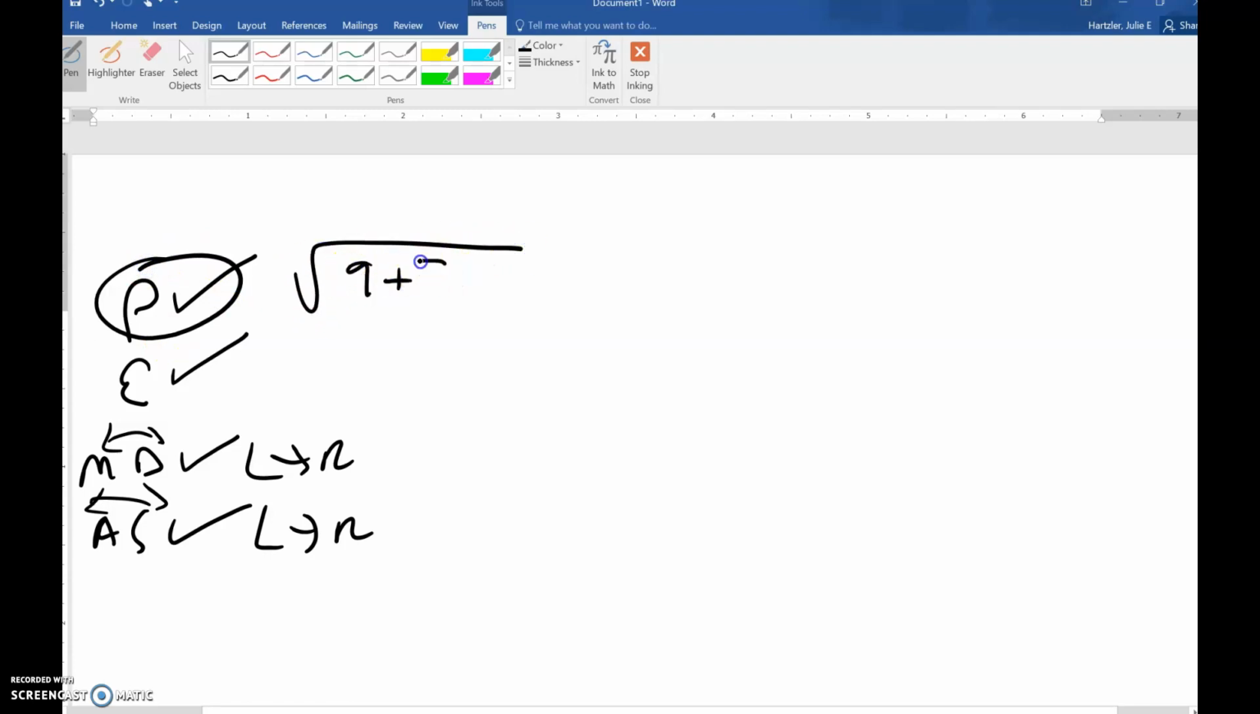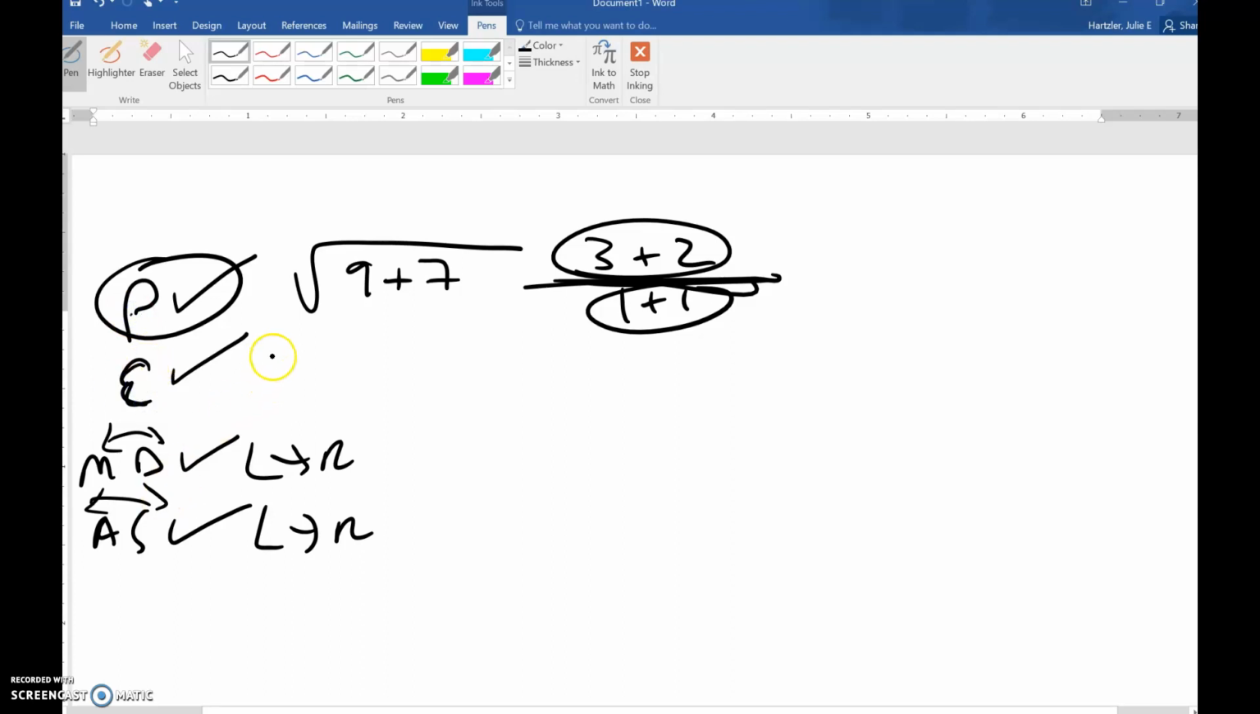Like here, you would add before you square root. A fraction bar, here you would add and add before you divide. So those act as grouping symbols. So parentheses are kind of broad. Then exponents, and exponents are really square roots too. Like if you have this, that's the same as 9 to the half power. And then again, multiply and divide, add and subtract left to right.